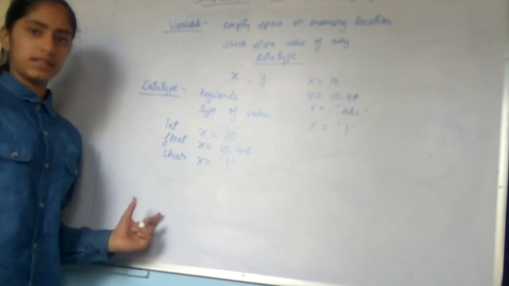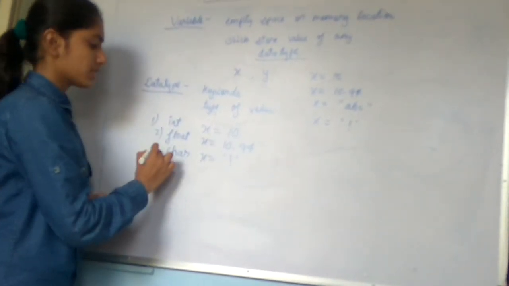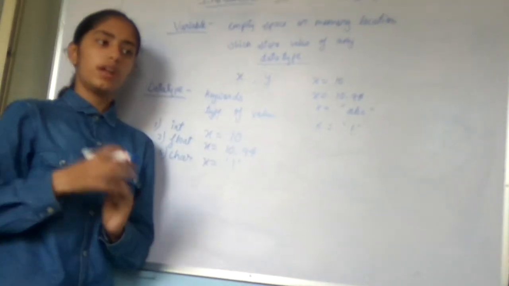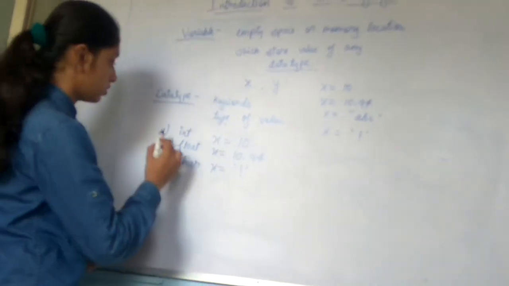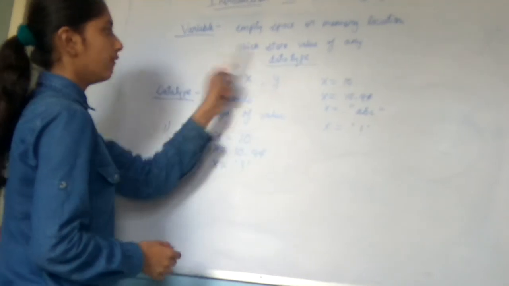These are the three basic data types: one for integers, decimals, and the other for characters. So these three are the basic data types. In all there are 6 data types. We will discuss them later. So these three are the basic data types which are used for any variable.